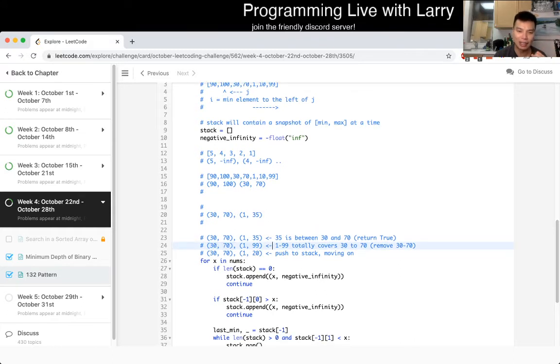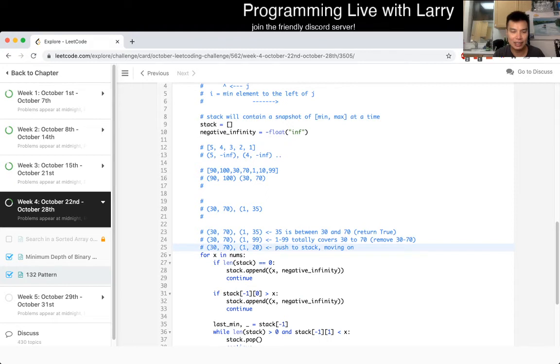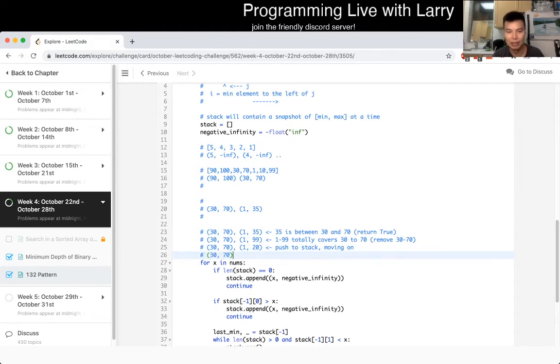And then the other one is, what if the next number is smaller than 30? Well, we just push it to the stack and then we just move on, right? And then there's the other scenario, kind of like 40 and 99 or something, right?